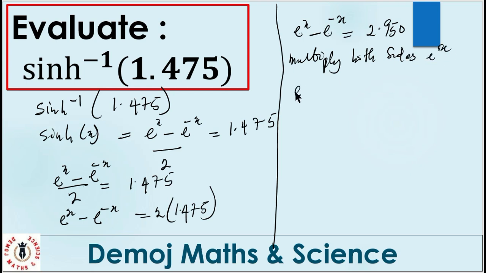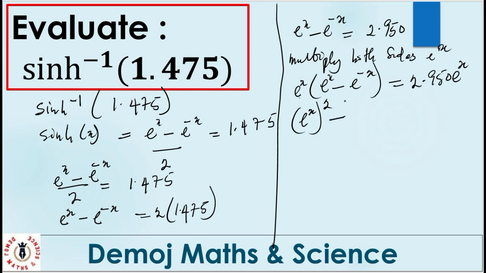If I multiply both sides by e raised to power x, this becomes e raised to power x into e raised to power x minus x is equal to 2.950 e raised to power x. Now, e raised to power x multiplying e raised to power x becomes e raised to power x all squared. Minus, if you look at this carefully, e raised to power x times e raised to power minus x is as good as saying a times 1 over a. A here is 1, a here is 1. The expression becomes 1. So this becomes minus 1 is equal to 2.950 e raised to power x.